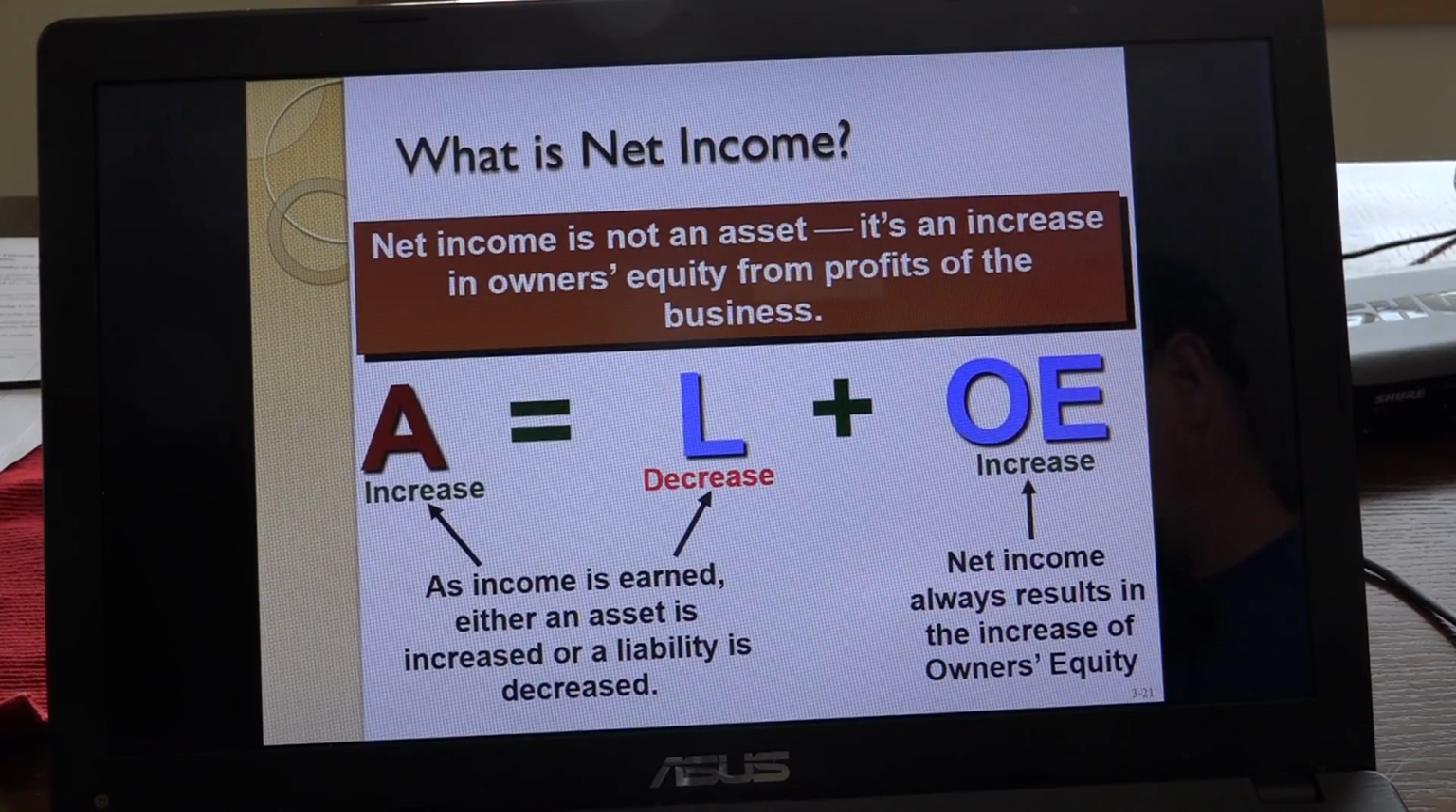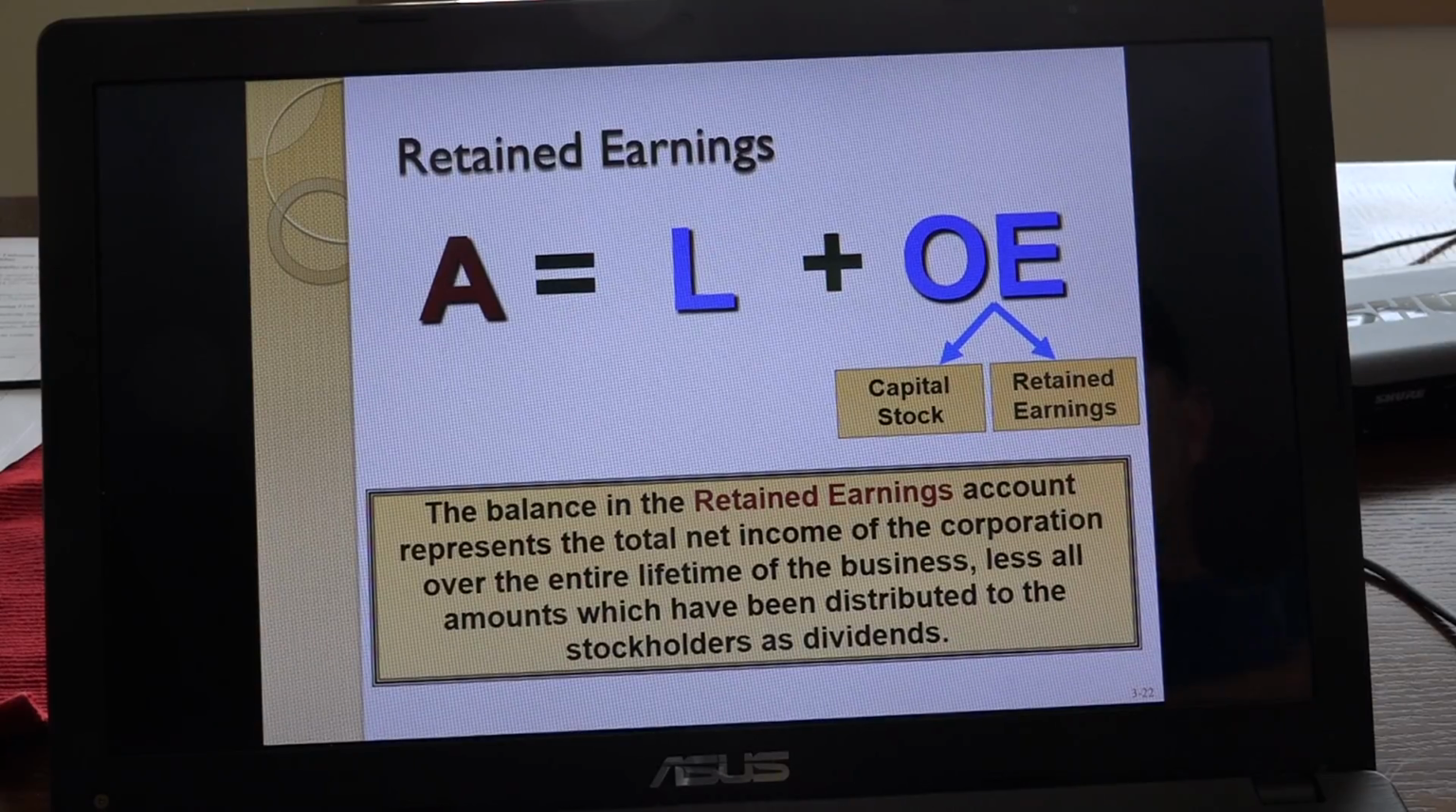But usually you're going to have revenues, which is an owner's equity account, less expenses, which is an owner's equity account. Revenues increase owner's equity, expenses decrease owner's equity. Two other accounts in owner's equity, capital stock, retained earnings, and then you also have, I said 4, but I guess there's actually 5. You also have dividends.